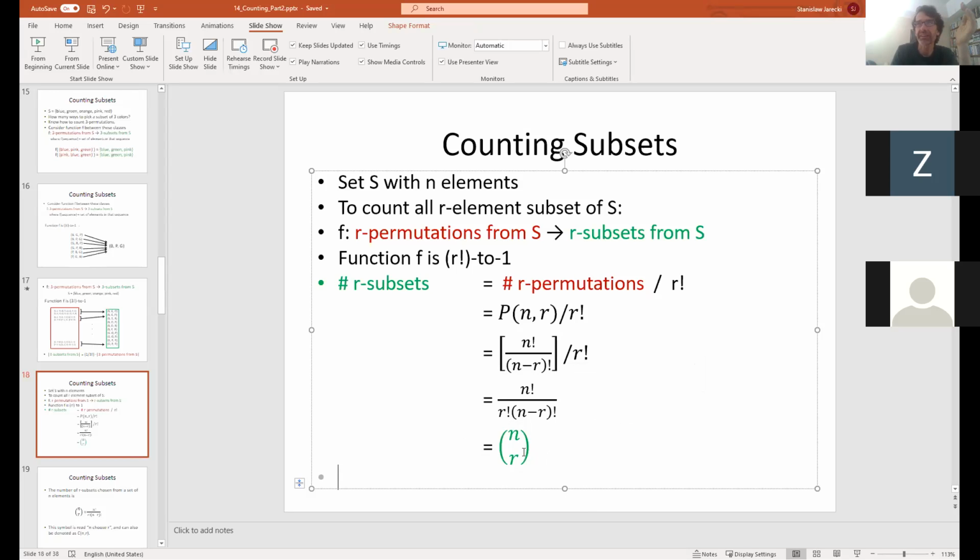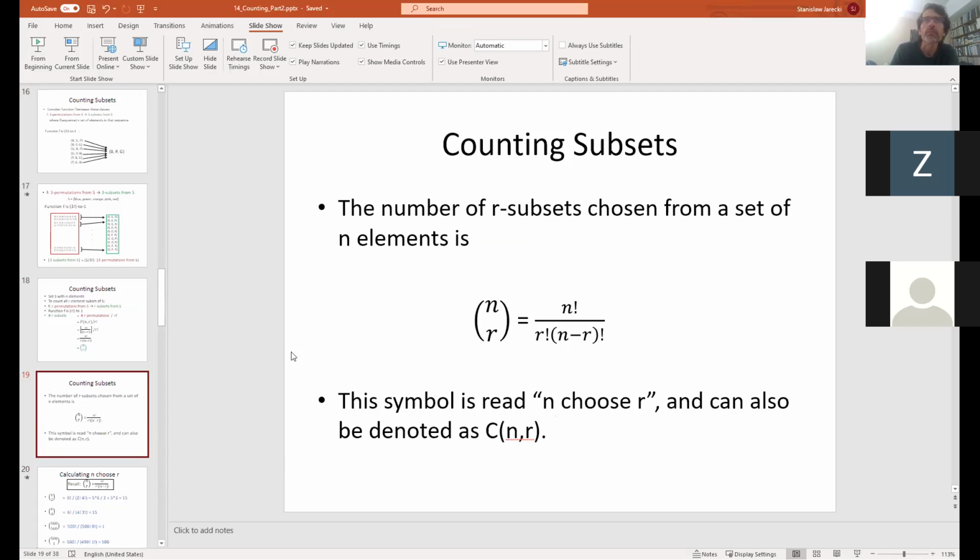And you should use no others also, like don't put a dividing line between this, because that looks as if you just do an integer division. It's a special symbol that denotes this quantity. And we only use it for integer on integer domains. Okay, so this symbol is read: the number of r element subsets from a set of size n is n choose r. That's how we read the symbol too.